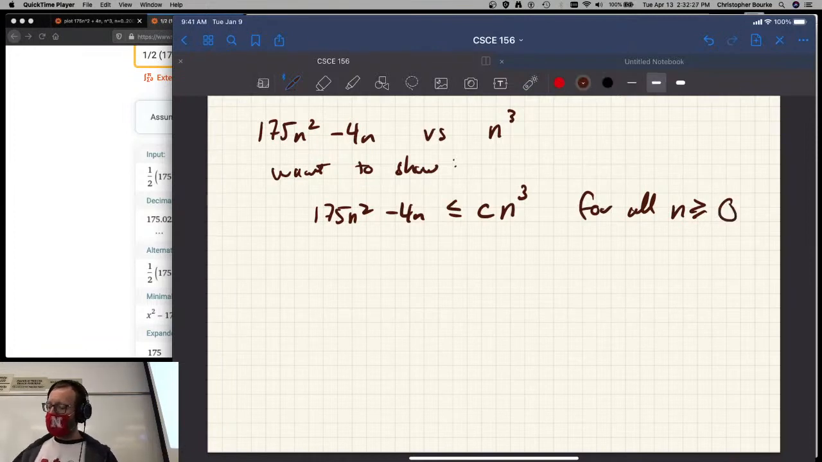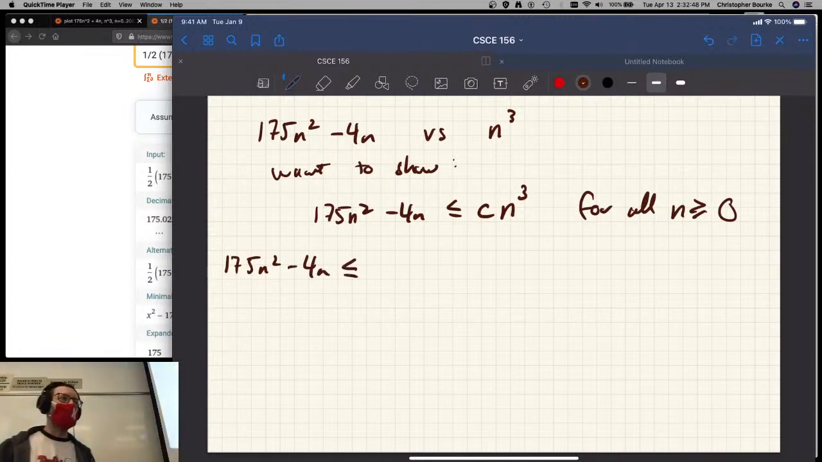And now all I need to do is find the c. This is what we want to show. I'm not there yet. I start on the left-hand side, and I will eventually derive the right-hand side. So let's start with the right-hand side here. 175n squared minus 4n is less than or equal to something bigger.